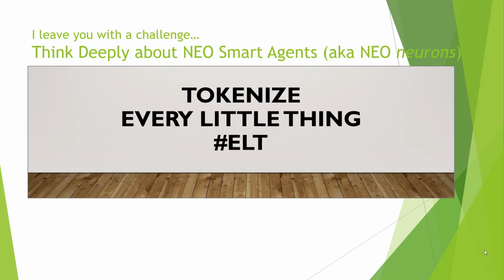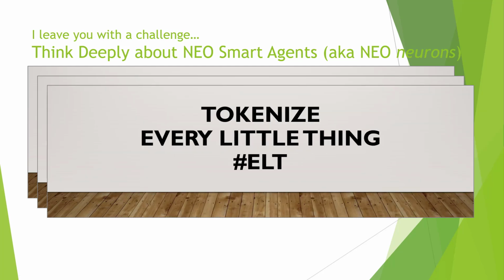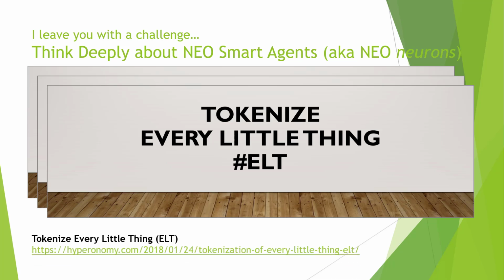So I leave you with the same challenge that I usually leave you with, and that's to think deeply about, in this case, Neo Smart Agents, aka Neo Neurons. And by that I mean, follow the theme, tokenize every little thing. And in the theme of smart processes and smart agents, think about tokenizing every little business activity. And if you're going to tokenize every little business activity, it comes full circle. You have to think about tokenizing every little thing that's in your business process. And you can read a little bit about that in my blog.